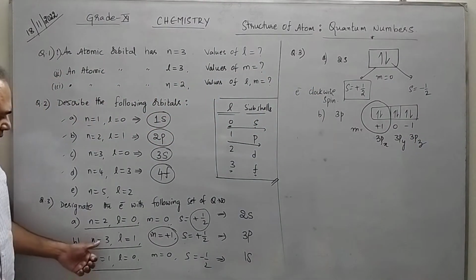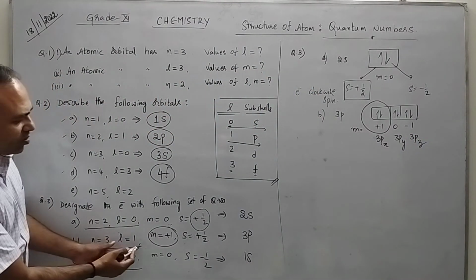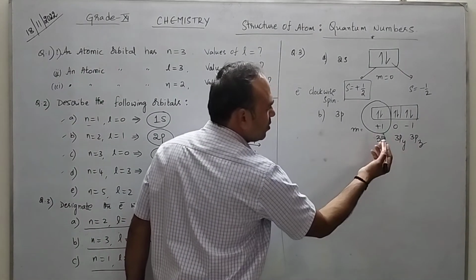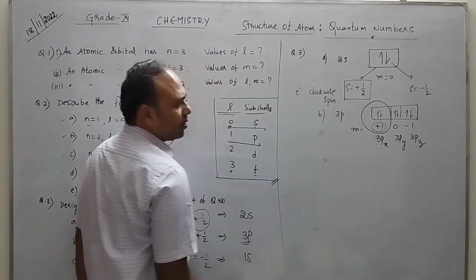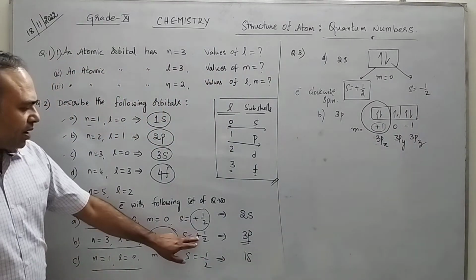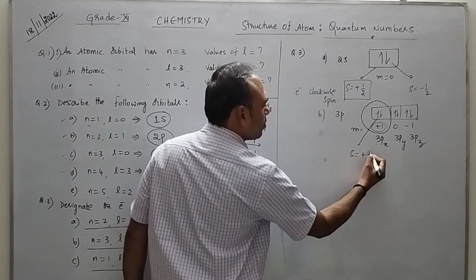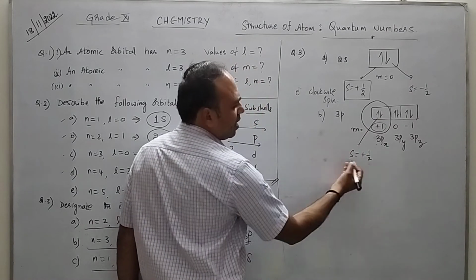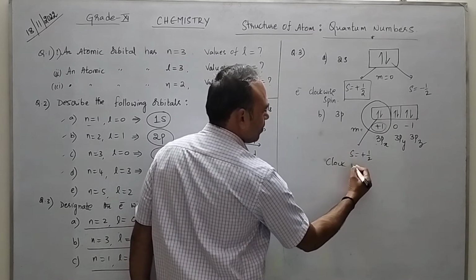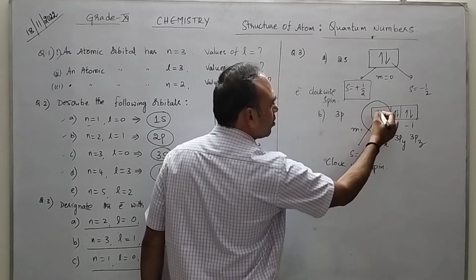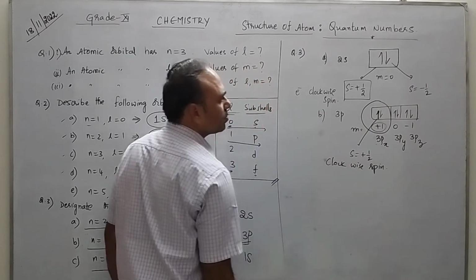So very simple, they have given n is 3 and L is 1, so you got 3p. In that again 3px, 3py, 3pz, m value is plus 1, hence you get 3px and plus half. So s is equal to plus half. Therefore, it is having clockwise spin. We are talking about this particular electron.